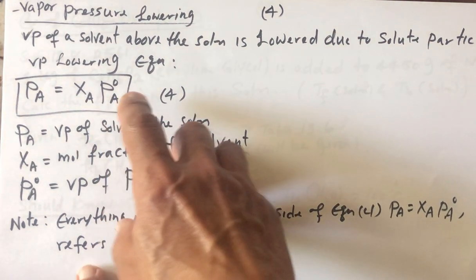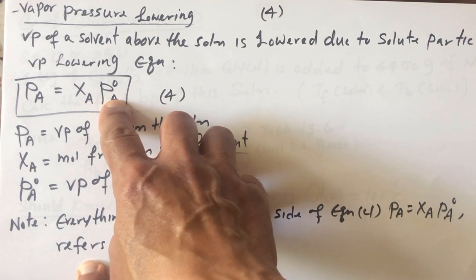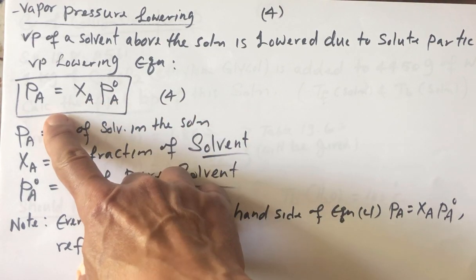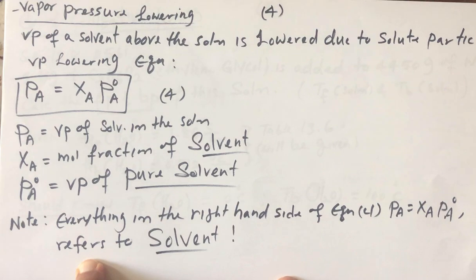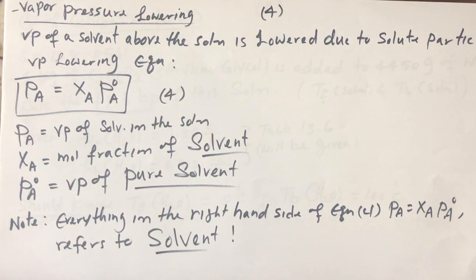So when you multiply the vapor pressure of the pure solvent by a fraction, the result, which refers to the solution, is going to be less than Pa0. Now, everything in the right-hand side of equation 4 refers to solvent, so don't forget that. XA is the mole fraction of the solvent, Pa0 is the vapor pressure of the pure solvent, and Pa refers to the solution.